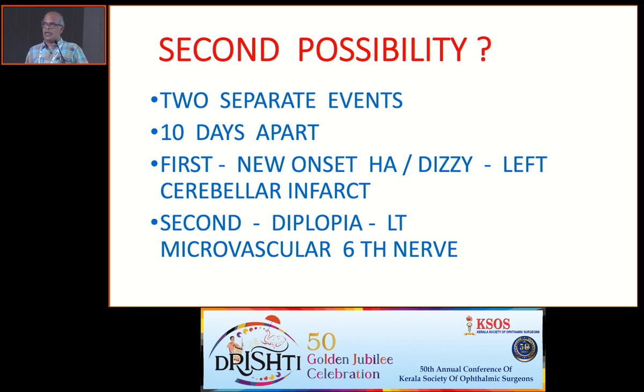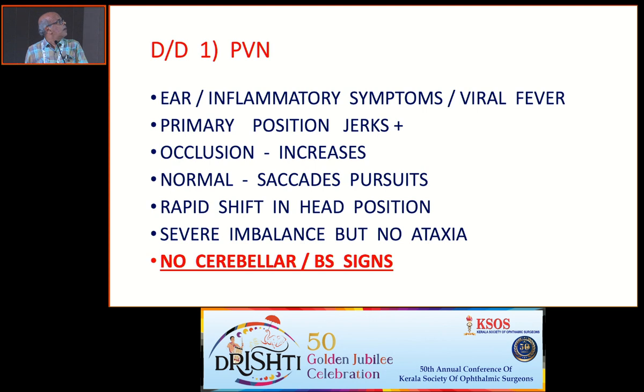That is what I always say, any acute onset, any recent onset, you must be careful about a brain lesion. So there was 10 days difference between the first episode and the second episode. So it could be cerebellar infarct for that right nystagmus, and for left abduction deficit, it is microvascular or ischemic sixth nerve paresis. Now the differentials are always very tricky.